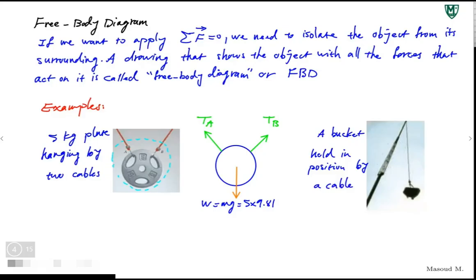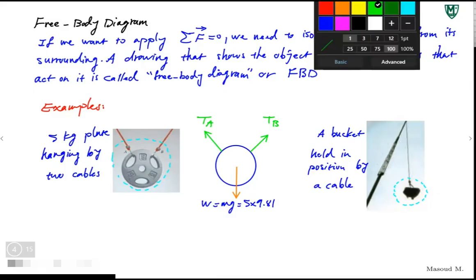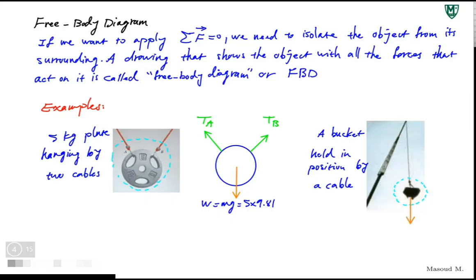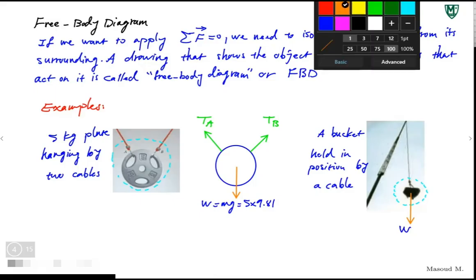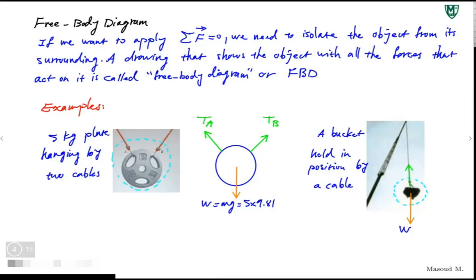If I want to look at the bucket itself, I'm going to isolate that, and I just focus on this. Now, focusing on this, weight is trying to pull it down. So there goes the weight again, W. We don't know what the value of W is, we don't know what the mass is, so we just put it as W. And again, the force from the cable. It's under tension, so it should be in this way. T, that way.